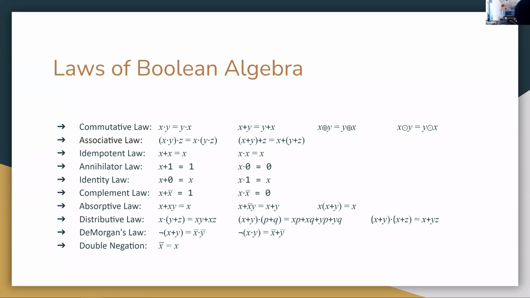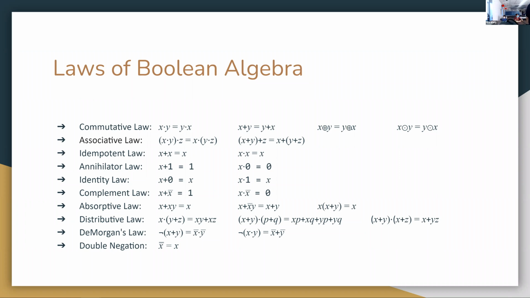With OR, you have the same feature. It's like x plus y, you can literally think of this as regular math. x plus y and y plus x, you get the same thing, right? So these are easy to understand. And with the XOR, exclusive OR and exclusive NOR, we have the same features. We have the same law applied.